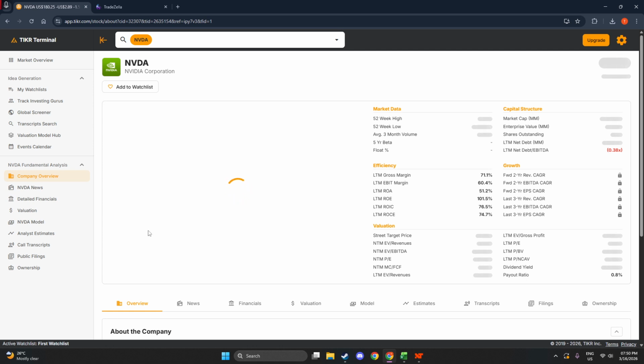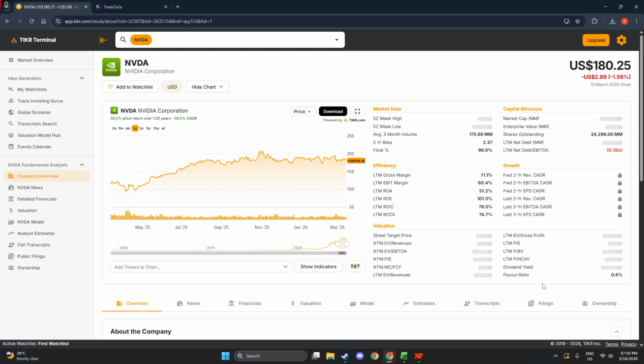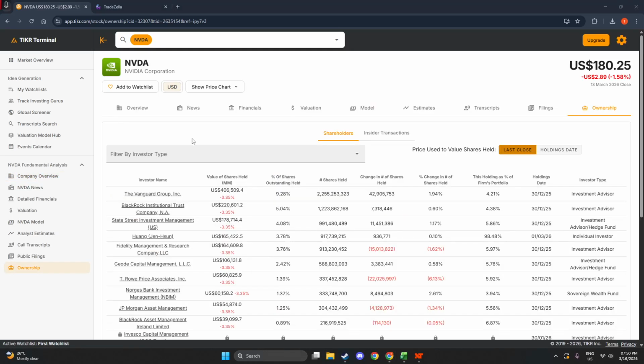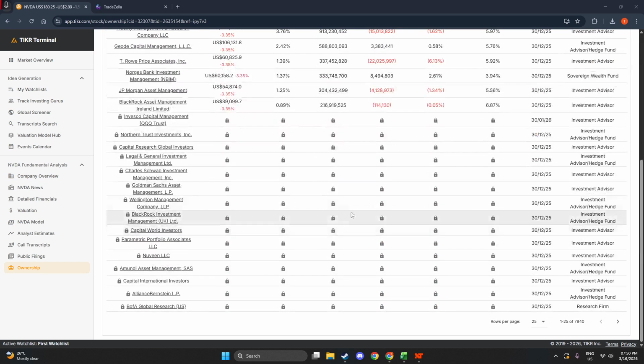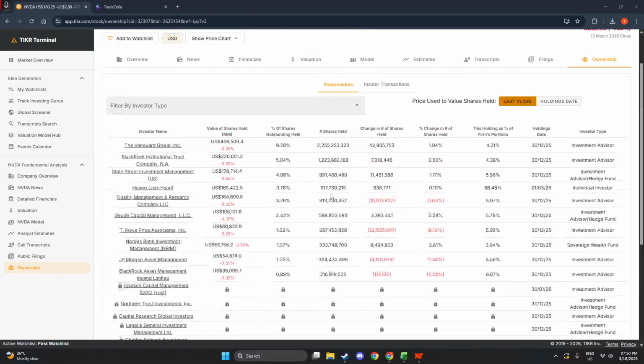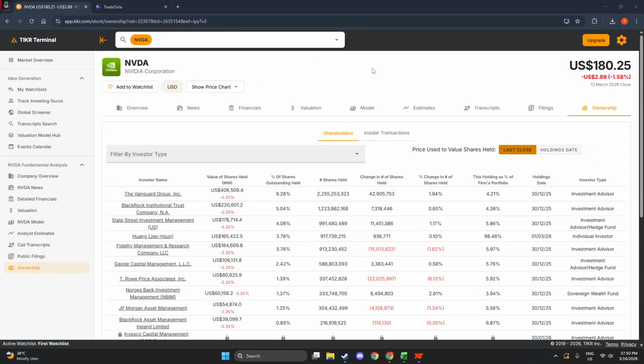From here, navigate to the Ownership tab. This section brings together who owns the stock, including institutions and corporate insiders, and it's your hub for understanding how the people closest to the company are trading their own shares. It's a helpful complement to the financials because it shows what decision-makers are actually doing, not just what they're saying.